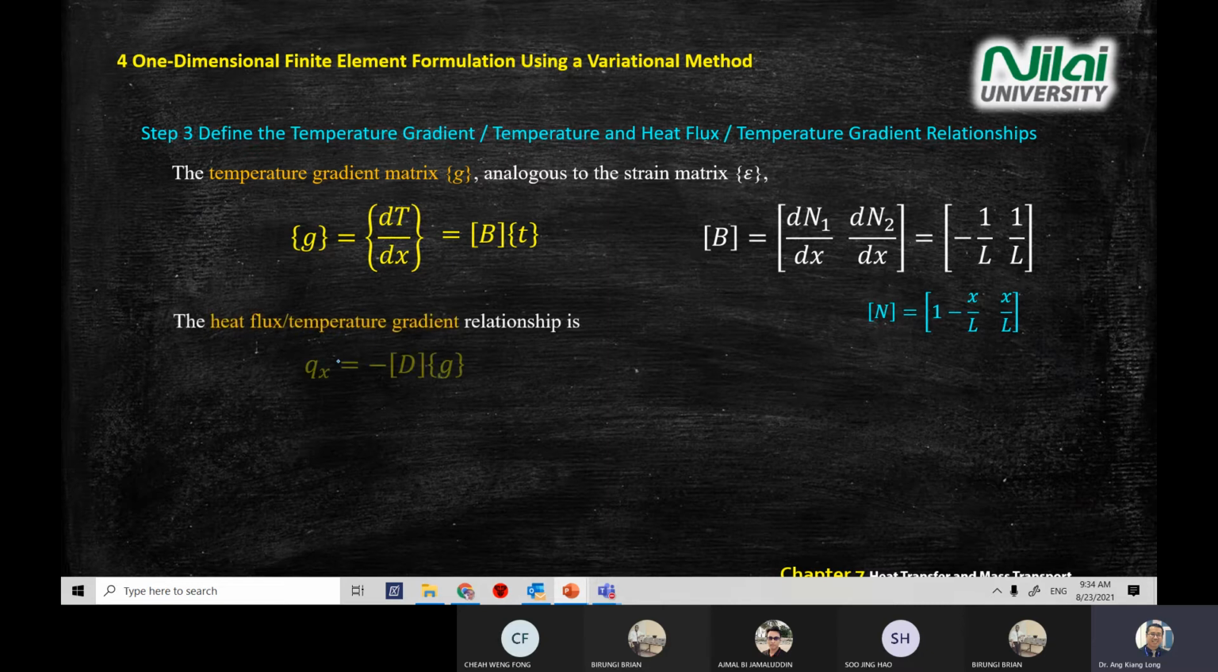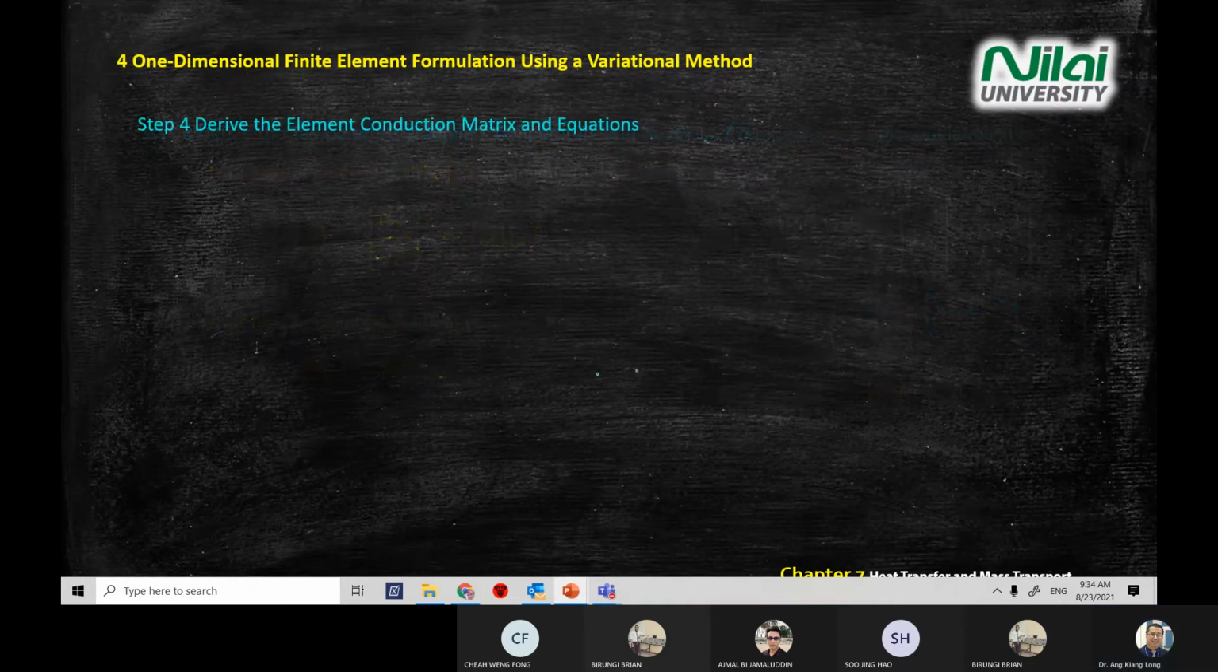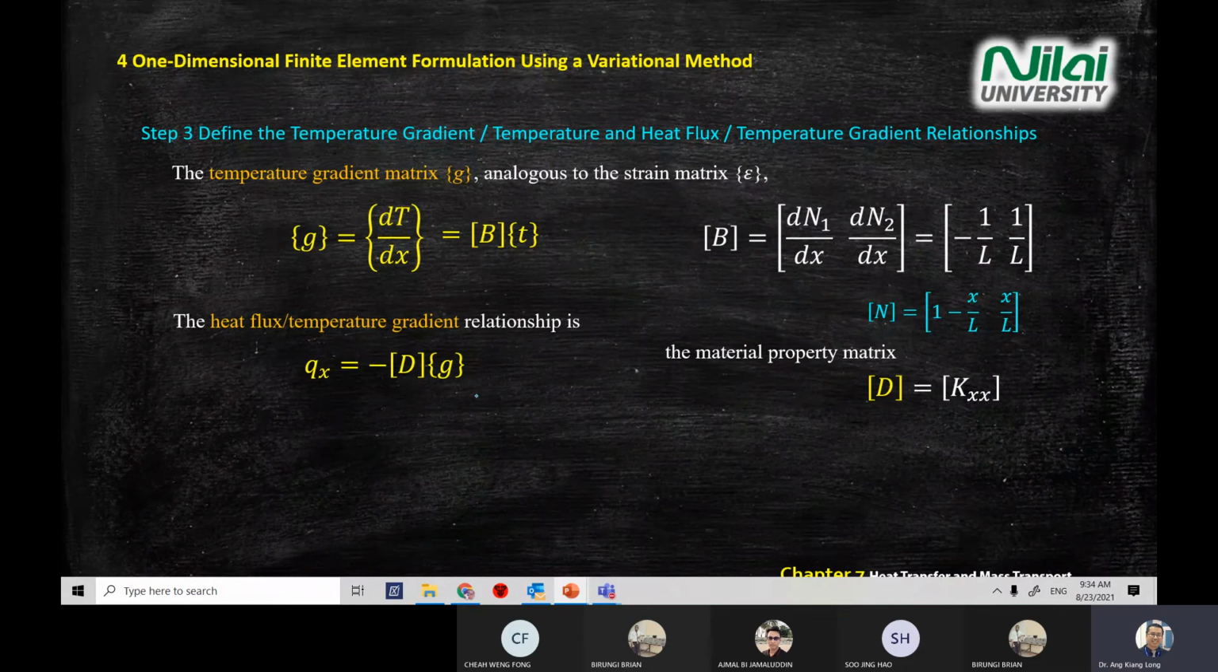Then what about the heat flux? The heat flux Qx is given by this equation in terms of the temperature gradient. We use negative D matrix times G, where G is the temperature gradient. So you combine this into here, and you'll get, D is the material property matrix, D equal to Kxx. So you substitute once you do the equation. You will see this in one of the tutorial questions, which we will discuss maybe next lecture.